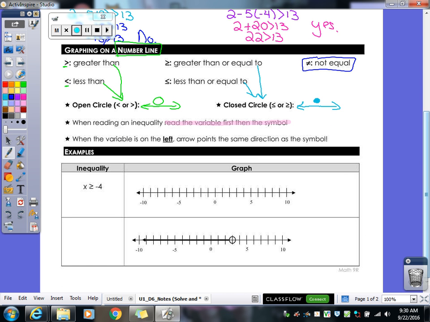So if we take a look at our first one, x is greater than or equal to -4. So we're going to practice putting this on our number line. It's greater than or equal to, so it's going to be a closed circle on -4. That's 1, 2, 3, 4. And then x is greater than that. So would I shade to the left or to the right? To the right. Greater than goes this way.